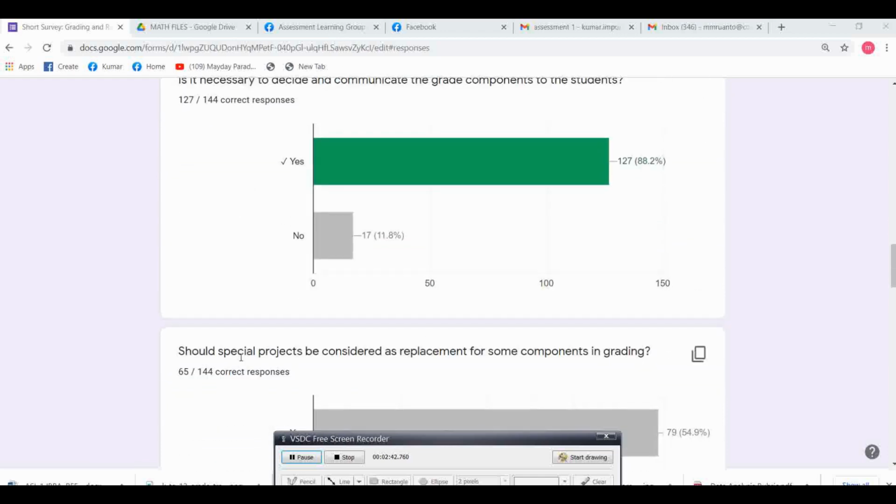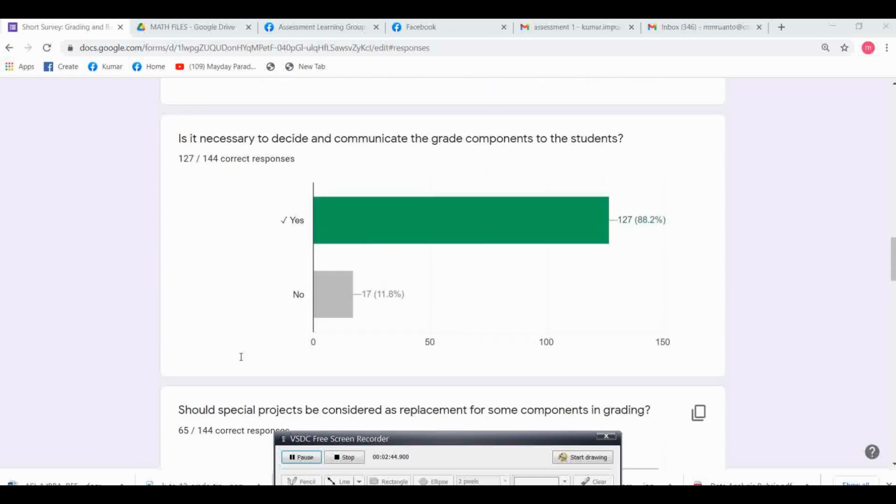Next, is it necessary to decide and communicate the grade components to the students? Of course, yes, it is necessary. As much as possible, the grade components, how the grade is computed, should be clearly communicated to your students.